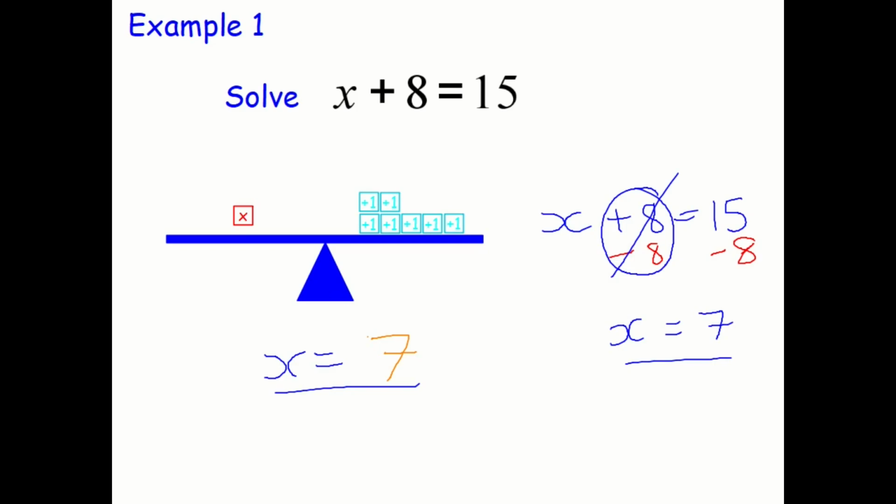And the absolutely beautiful thing about equations is that you can always check your answer. So if you've got x is 7 here, you can substitute it back into the original equation. So let's put 7 above here, and let's check. 7 plus 8, does it equal 15? Yes, it does. So I know I've got it right.